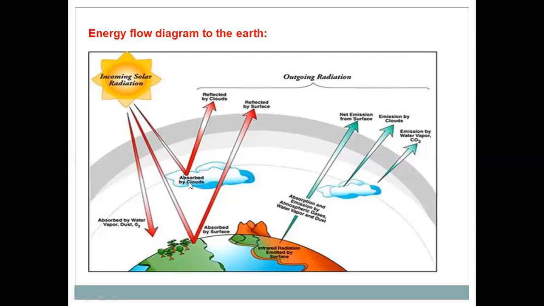On the clouds, some of the radiation is reflected back and some is reflected onto the surface. And some of the radiation is emitted by the clouds. It means after complete absorption of this radiation, after reaching equilibrium, the clouds emit the energy radiation. And some of the radiation is emitted by water vapor and carbon dioxide. So how it is distributed, we will discuss now.